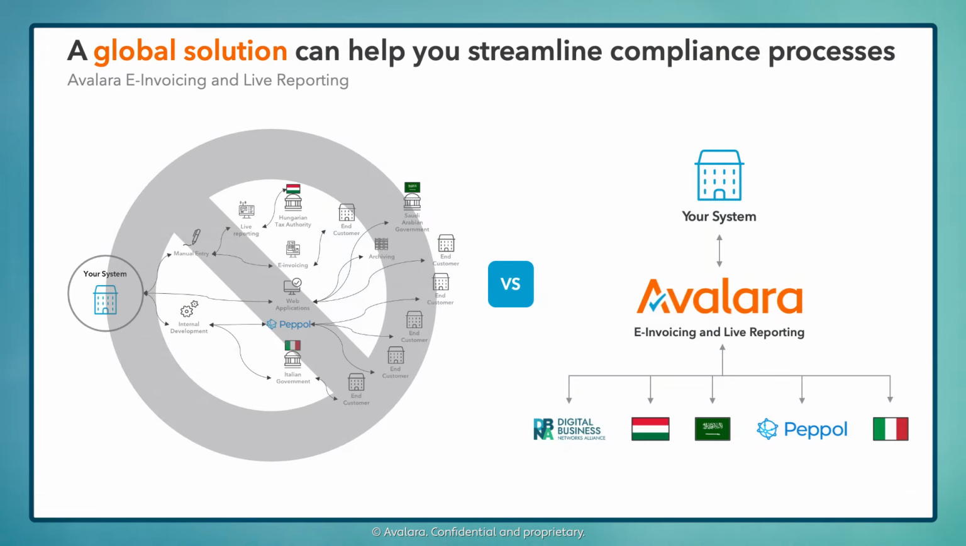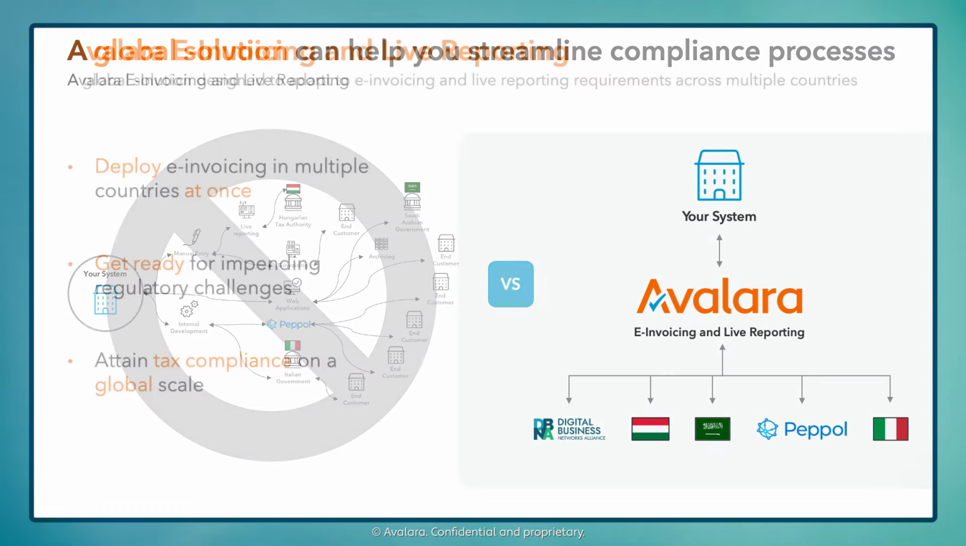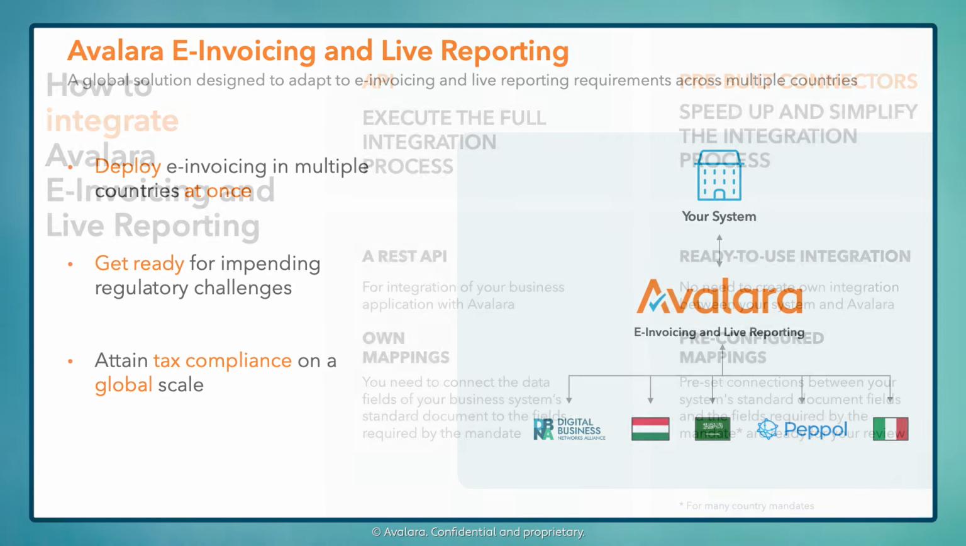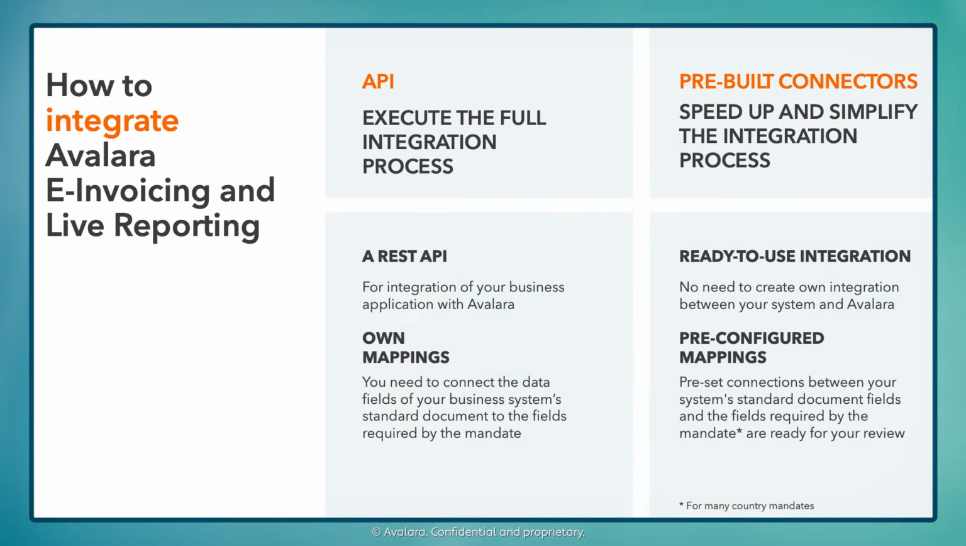Avalara E-Invoicing and Live Reporting is a solution that is designed to adapt to the e-invoicing and live reporting requirements across multiple countries. With a broad variety of supported country mandates that are frequently expanded, the solution can help your organization deploy e-invoicing in multiple countries at once, get ready for impending regulatory challenges, and attain tax compliance on a global scale. Your developers can integrate Avalara E-Invoicing and Live Reporting into your ERP or other business system via a single API. You can therefore solve e-invoicing challenges in multiple countries in one go.